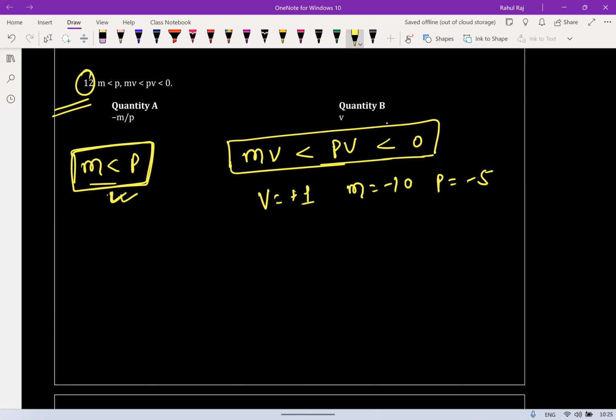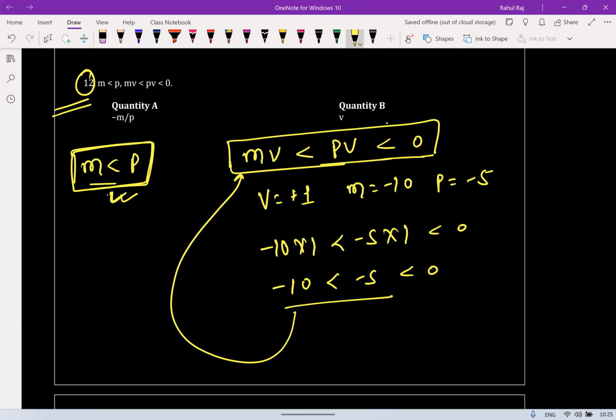So now, Alexa, if I put here -10 into 1 less than -5 into 1 less than 0, that is -10 less than -5 less than 0. It means this condition is 100% being satisfied properly, right? So can I conclude, Alexa, now? It's all about your visualization. Nothing else needs to be done. Can I conclude that V is positive? M and P are negative for sure. After considering all this, can I conclude that V is positive and M and P are negative?